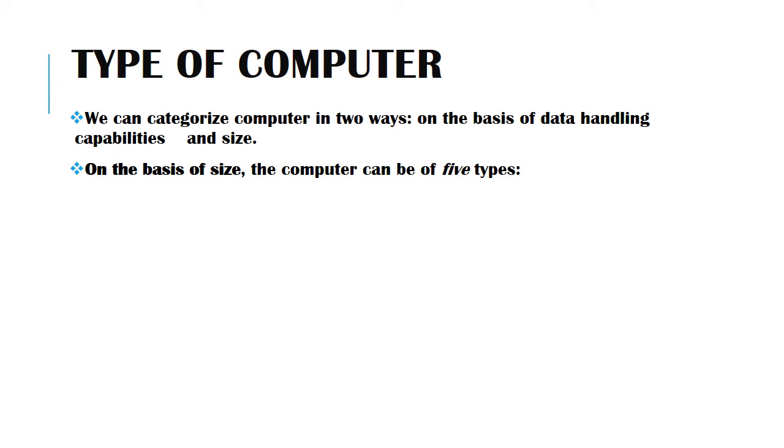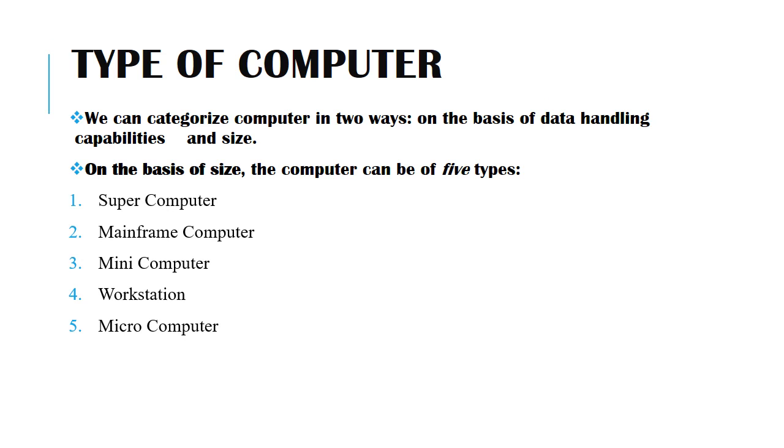Now let's see the other category, based on size. The computer can be divided into five types. First is supercomputer, second is mainframe computer, third is minicomputer, fourth is workstation, fifth is microcomputer. So these are all the types of computer.